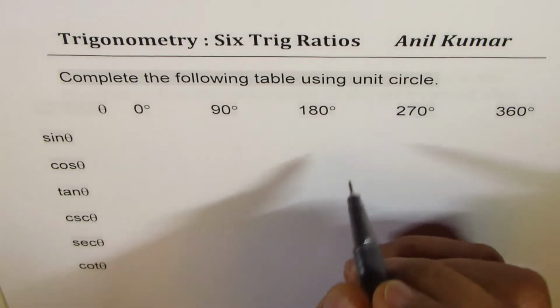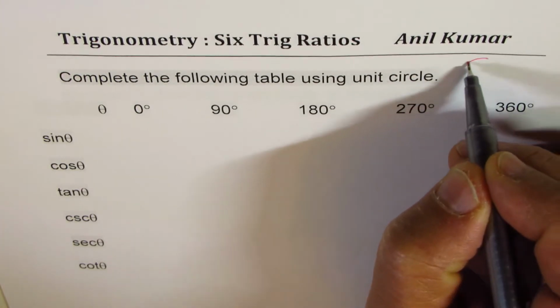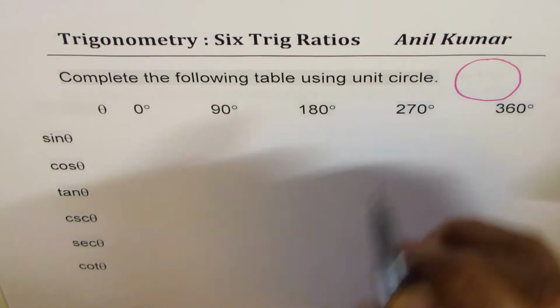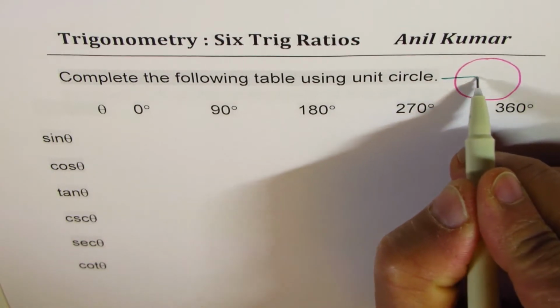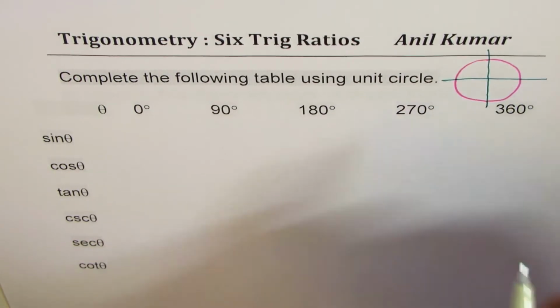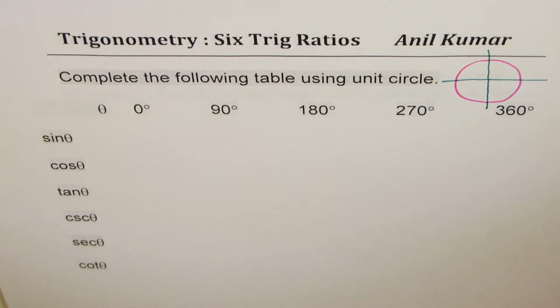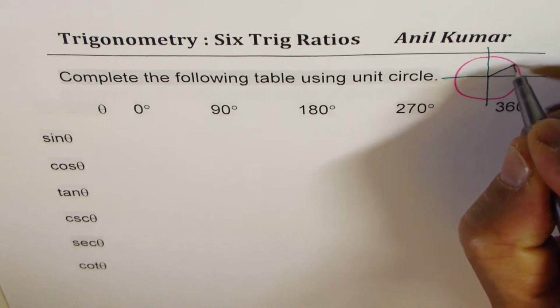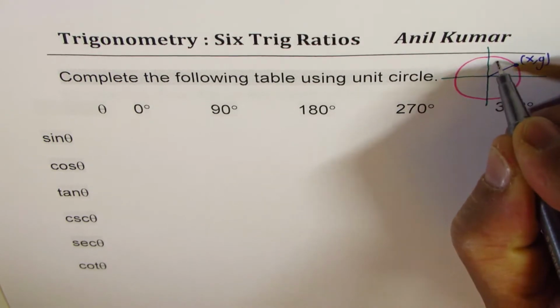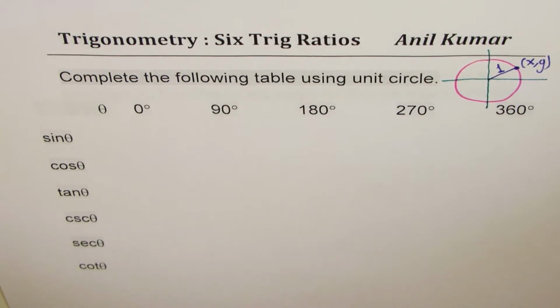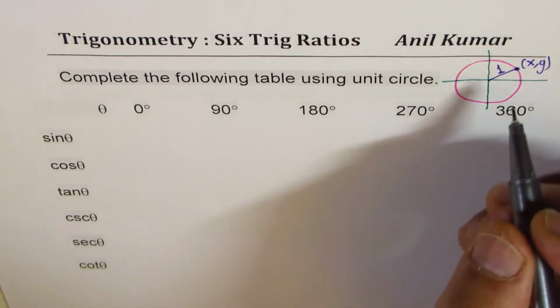So in unit circle, let me just make a circle here to explain the idea. When I say unit circle, I mean that the radius is 1 unit. So if that is a circle, in that case, what we are saying is that any point on this circle, let's say the point is x, y, will be 1 unit away. Correct? That's what it means, unit circle.